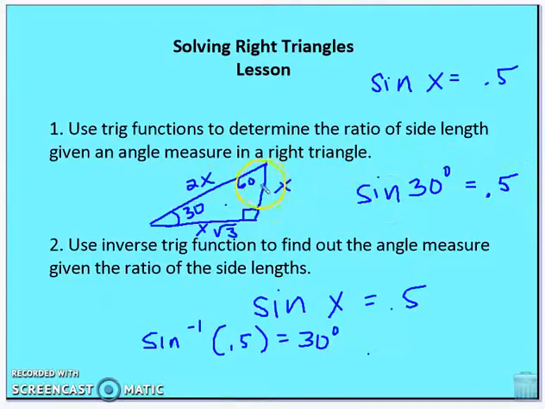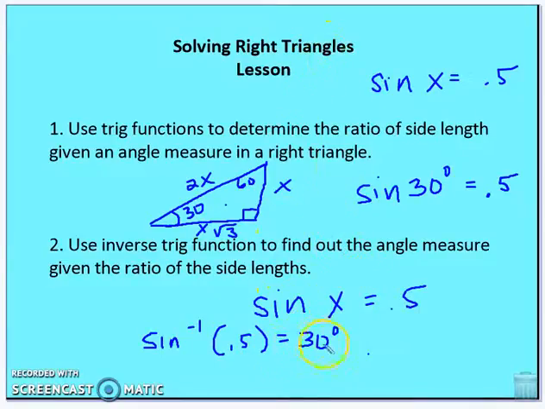Now, we can also think about the relationships in a different way. We can say, all right, given the side length relationship of opposite to hypotenuse is 1/2, what is the angle measure? So that's what the inverse trig function does. The inverse trig function of a side length relationship is equal to a given angle measure. And here we can say inverse sine of 0.5, or 1/2, is equal to 30 degrees. So that's how we use our inverse trig functions to find the angle measure.